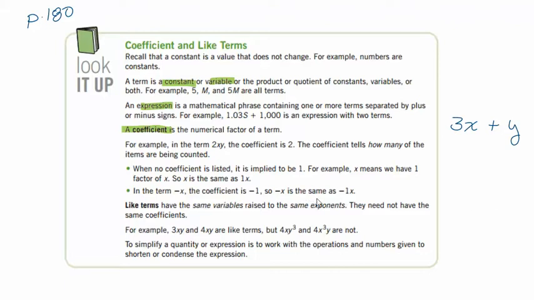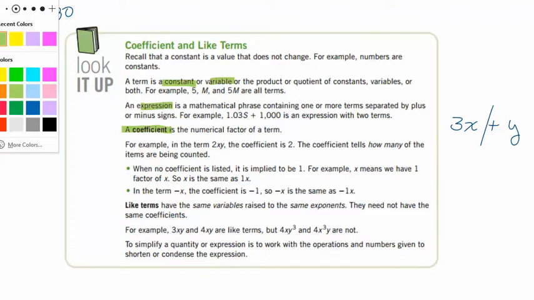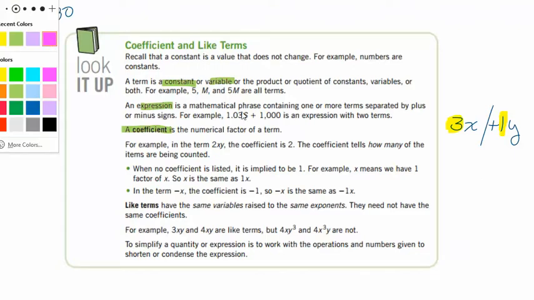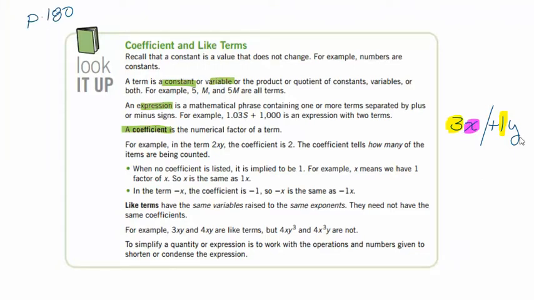Alright, so we have terms here. We should probably talk about terms. The terms are separated by the plus and minus. So if I draw a line here, every time I see a plus or a minus, I'm going to draw a line. I have two terms. So the coefficient on the first term is 3, and the variable is x. The coefficient on the second term, there's no number here, so we know that number is 1, because 1 times y is y. And the variable is y. So a term can have a coefficient and a variable.